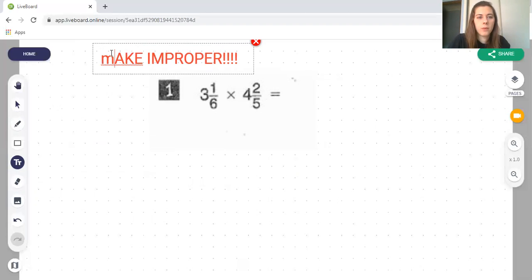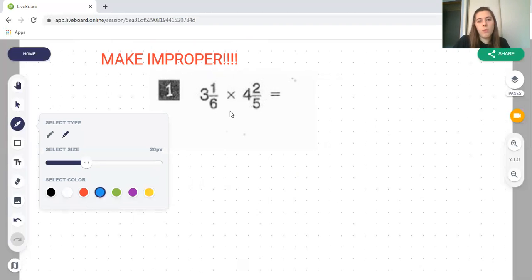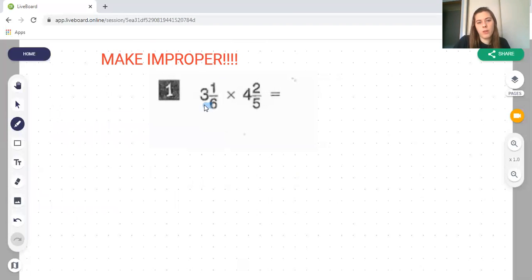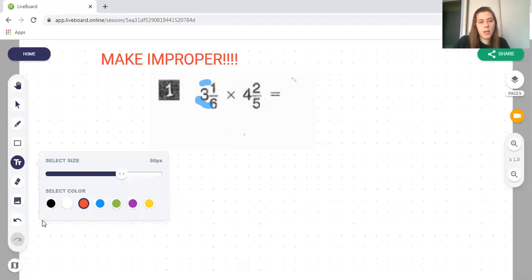Okay, make them improper, please. It does not work unless you make them improper. All right, so when we make something improper, you're going to start off with these. You're going to multiply, and then you're going to add the top. So let's do that together.